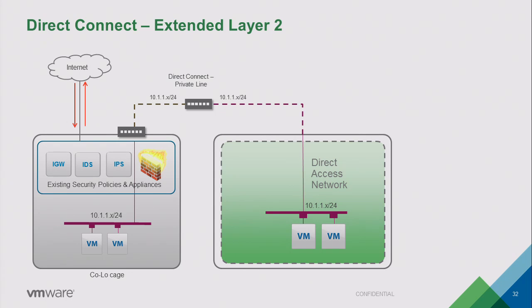So if you see this picture, there is no edge gateway. We bypass the edge gateway and we simply plumb through the L2 adjacency directly into the org network.